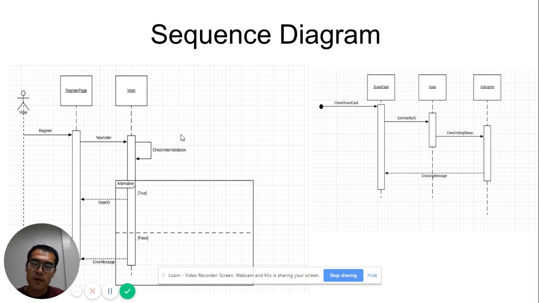The second one is the smart card checking. If the voter inserts his smart card into the machine, the machine checks whether he has already voted or not. If he has already voted, he cannot do that again. And if he hasn't voted, he can go on to the next step. So this is my part.